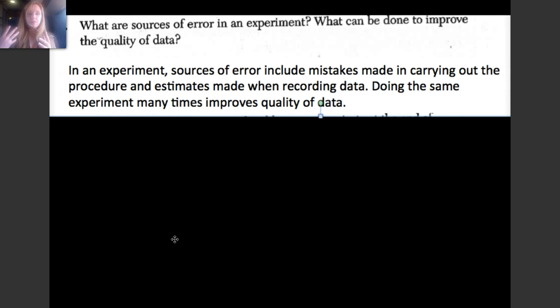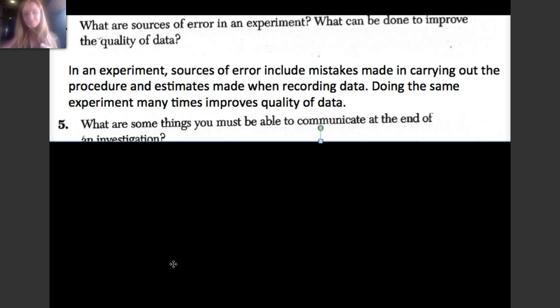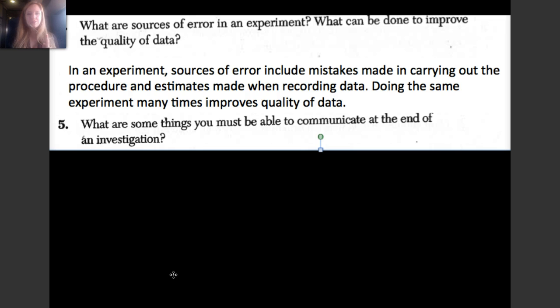This is why we always do experiments over and over again when we are in a scientific community. So doing the same experiment more times or doing more trials will increase the accuracy and the quality of data. All right, number 5. What are some things you must be able to communicate at the end of an investigation?